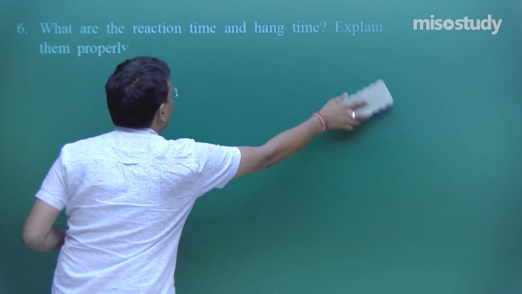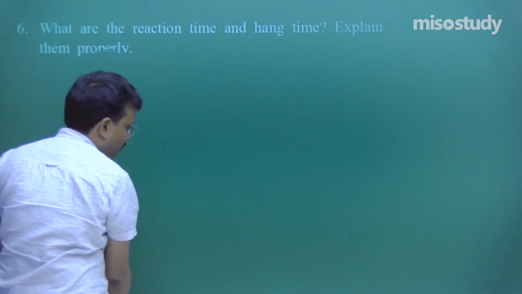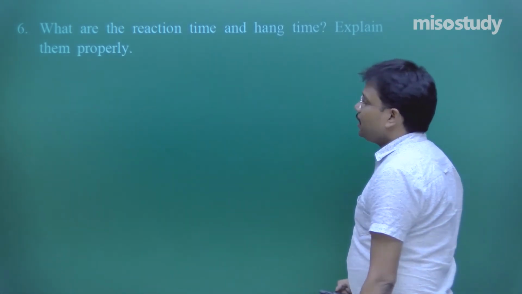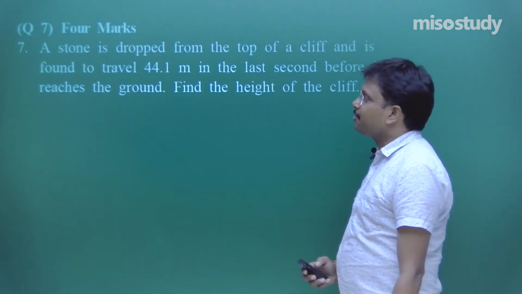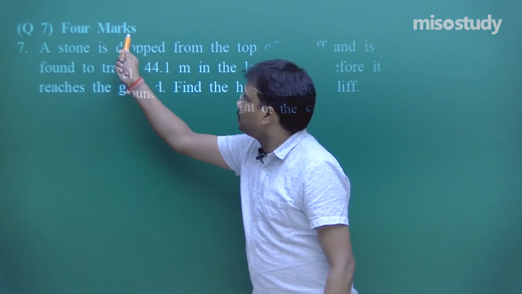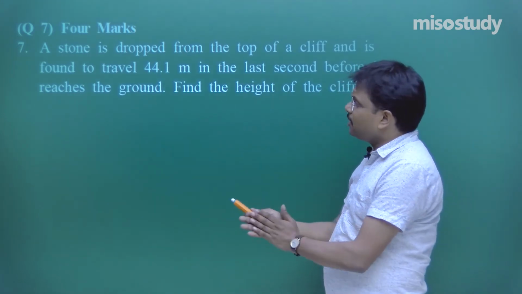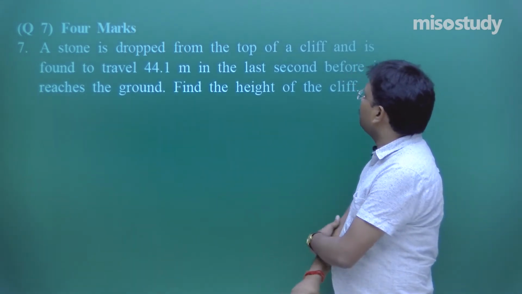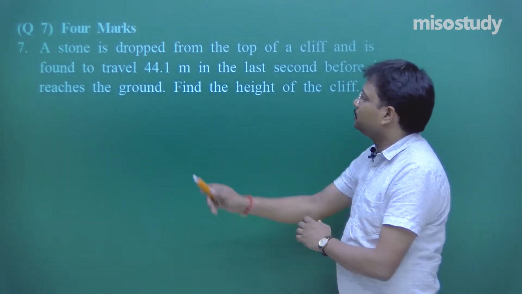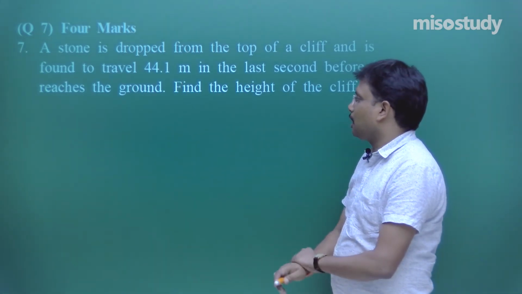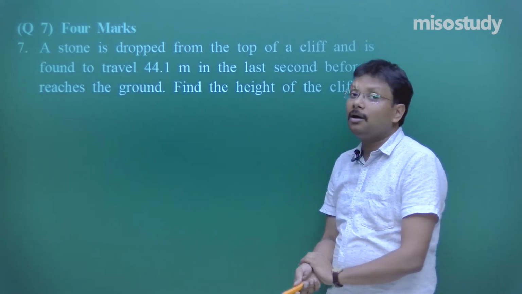In physics there are very basic things which you have to understand properly. So here comes your question number 7. Again, instruction: 4 marks. A stone is dropped from the top of a cliff and is found to travel this much distance in the last second before it reaches the ground. Find the height of the cliff.